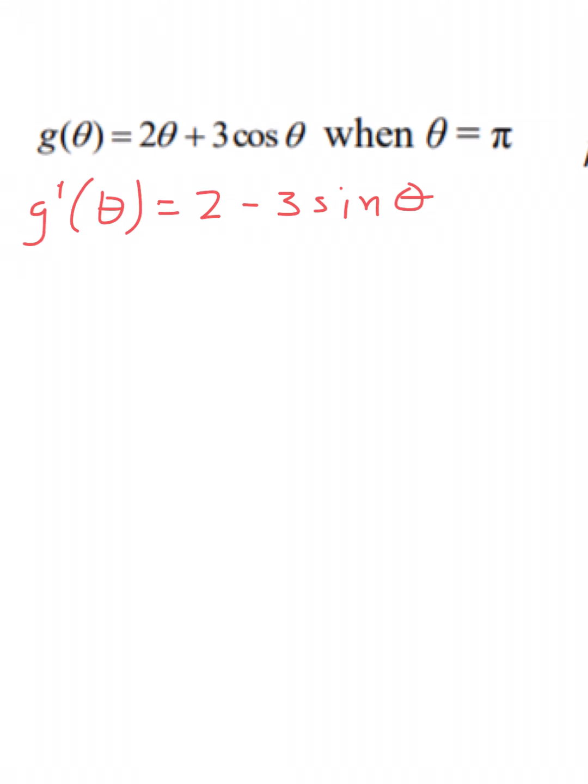Okay, so if I take the derivative of 2 theta, this would just be 2. It would be the same thing if I took a derivative of 2x, I would just have 2. The next thing I need to do is evaluate g prime of theta at pi. So g prime of pi gives me 2 minus 3 sine of pi. I'm going to write it in black so you can see what I'm doing here.